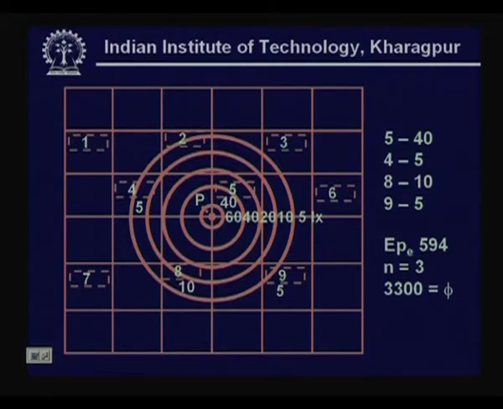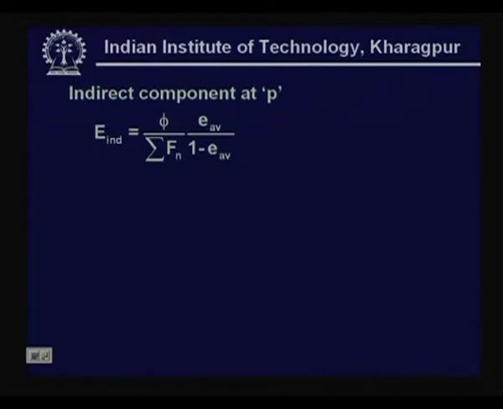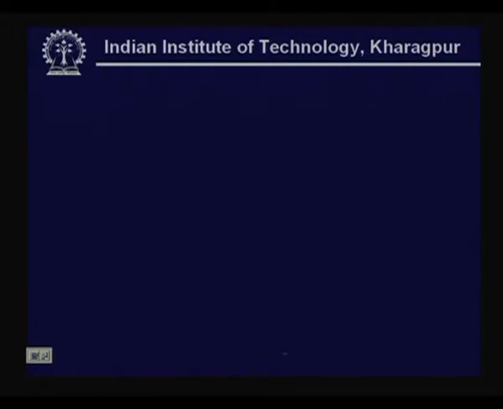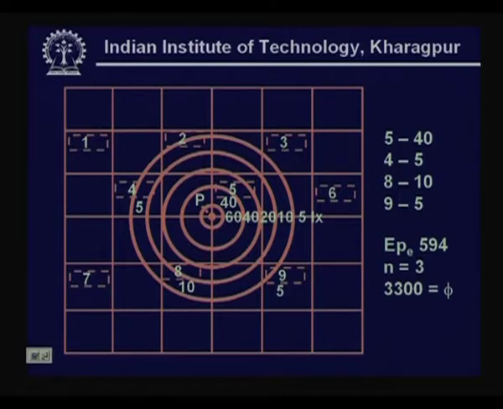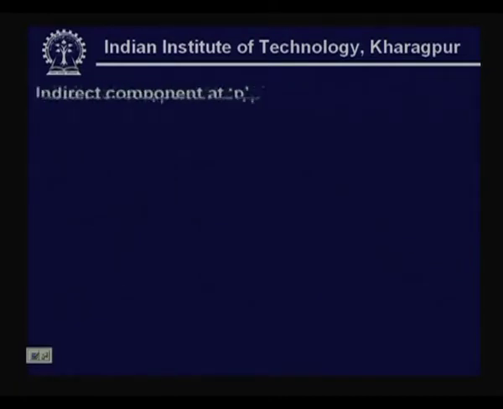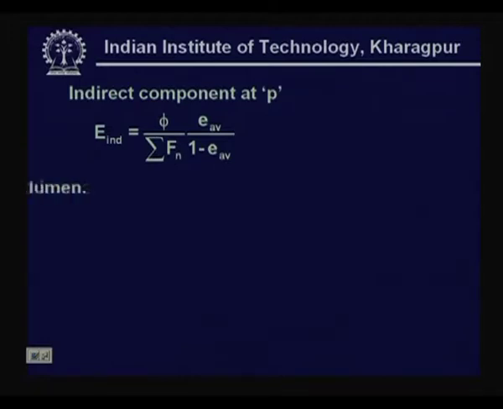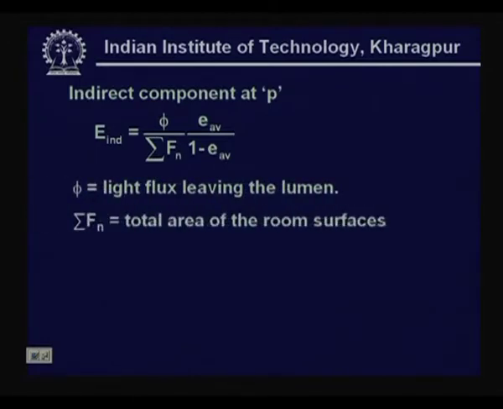So, knowing this, one can get the total flux using the relationship which we have seen. Phi is 3300 and N is 3. There are 3 lamps per luminaire, and E we have got by summing up that, and thereby one arrives at that. Similarly, you need to find the indirect component at every point, that was a direct component.